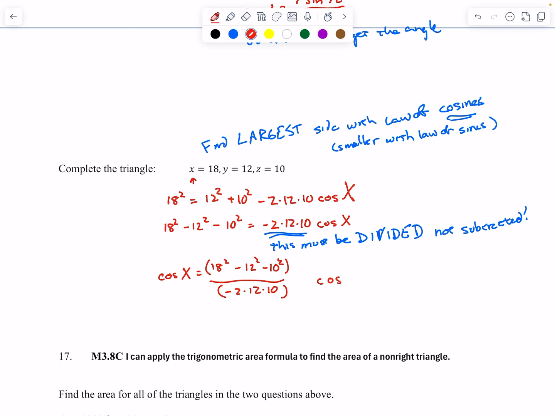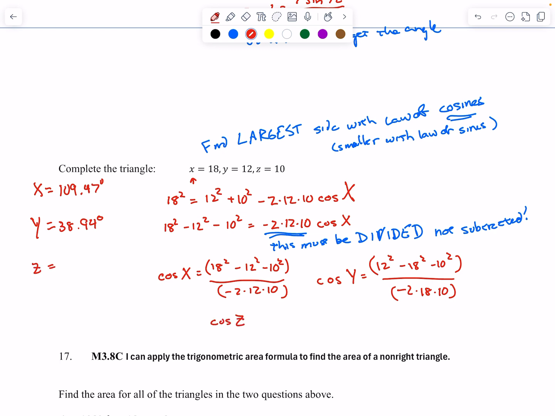If I want to do y, I start with the angle, the side y, subtract off the others, divide by negative 2 times the others, type it in. So x is, as it turns out, bigger than 90 degrees. You can either subtract or you can set up your law of cosines again. Z's side is 10.